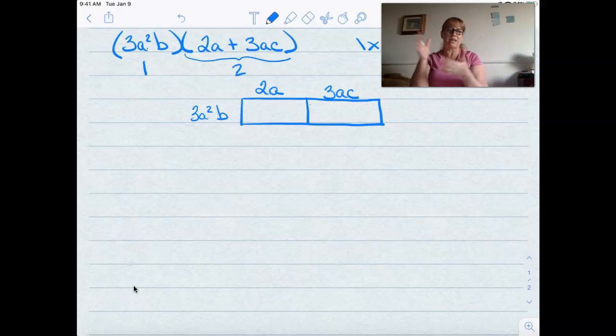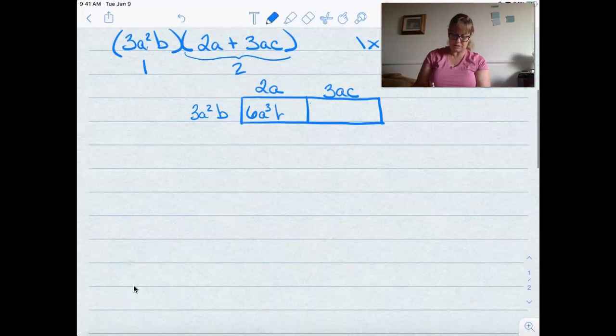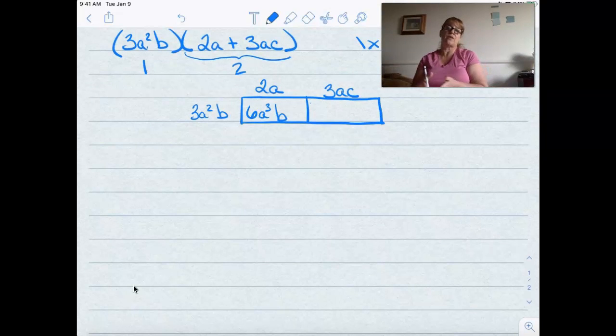Now we multiply that the same way we did the first one. So you've got 3 times 2, which is 6, a squared times a, which is a cubed, and then b just gets brought over because there's nothing to multiply it by. Now you've got to go that next step and multiply it by the second term in that polynomial. So 3 times 3 is 9, a squared times a is a cubed. B and C just get brought in because there's nothing to multiply them by.